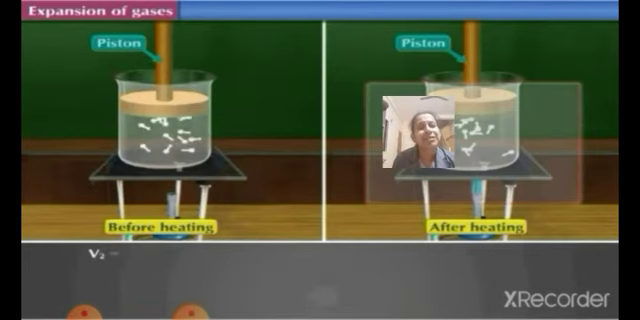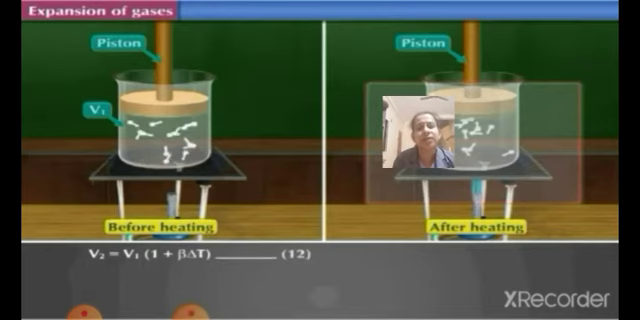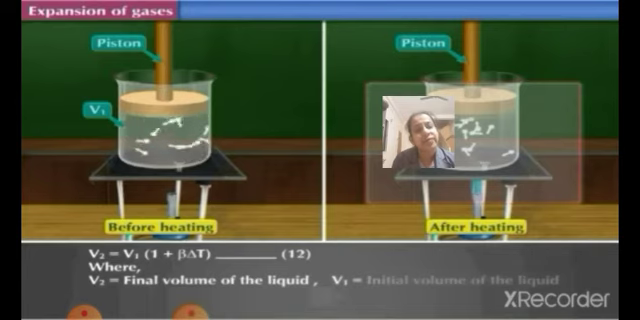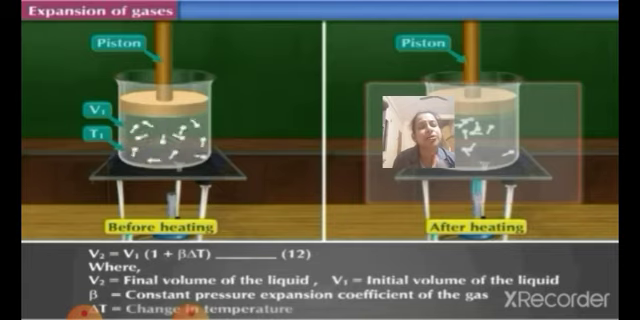So we can say that V2 is equal to V1 into (1 plus beta delta T). It's the same formula you have learned earlier for solids as well as for liquids, where V2 is the final volume of the gas, not liquid here, gas. V1 is the initial volume of the gas, whereas beta is the constant pressure expansion coefficient of the gas and not volume expansion. And delta T is the change in the temperature.